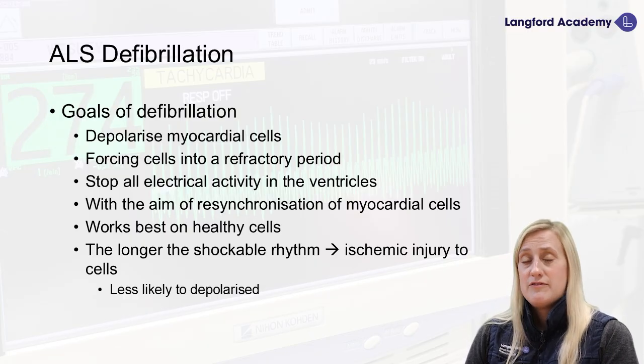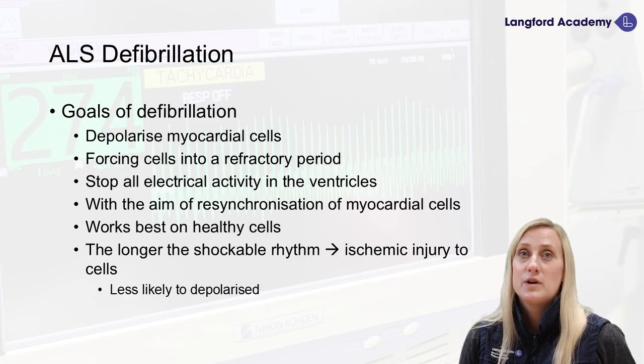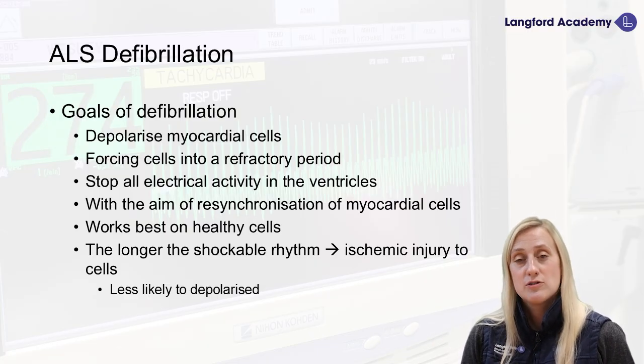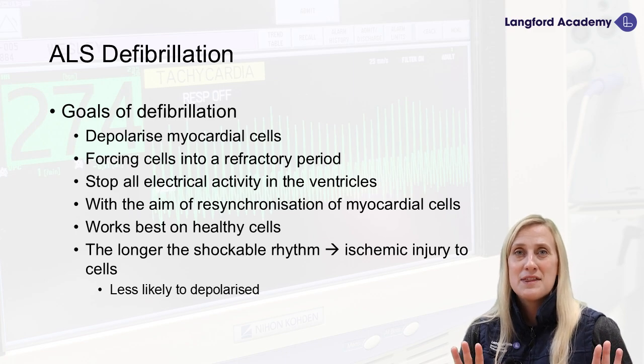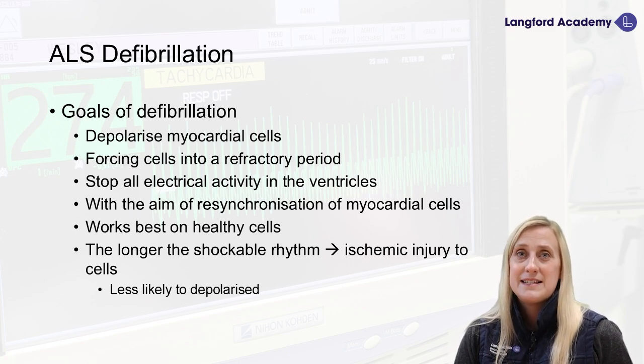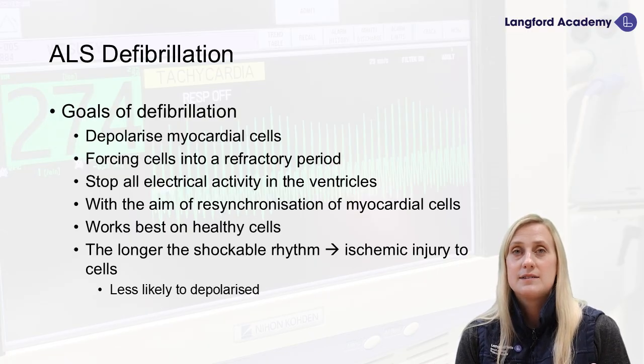And our goals of defibrillating our patients. I think everyone thinks, oh my gosh, you're going to zap it back to life, but actually what we want to do is basically stop any electrical activity within those ventricles. We want to give those myocardial cells a shock and say, stop the ugly rhythm, stop it. And then hopefully, with the aim, we want to resynchronize those myocardial cells.